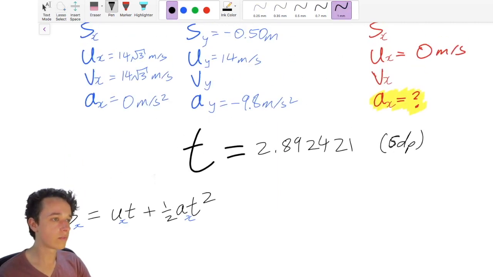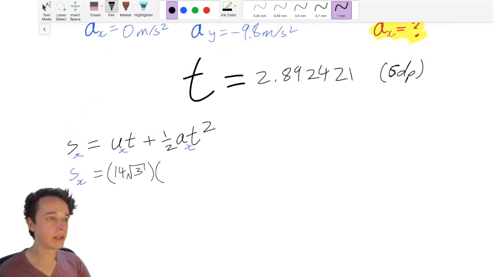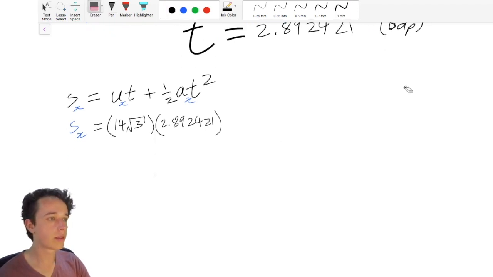Ux we have as 14 root 3. And t we now know to be this thing here, 2.892421, plus half of ax, which is 0, because there's no acceleration in the x component, multiplied by t squared. The 0 destroys all of this stuff here, and we're just left with 14 root 3 multiplied by this number.